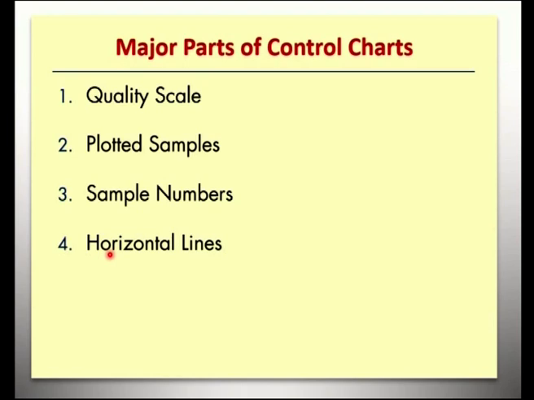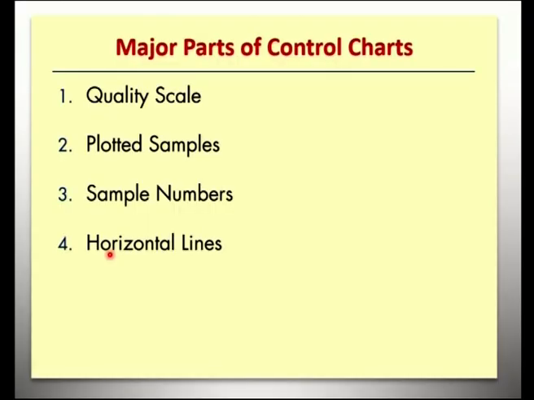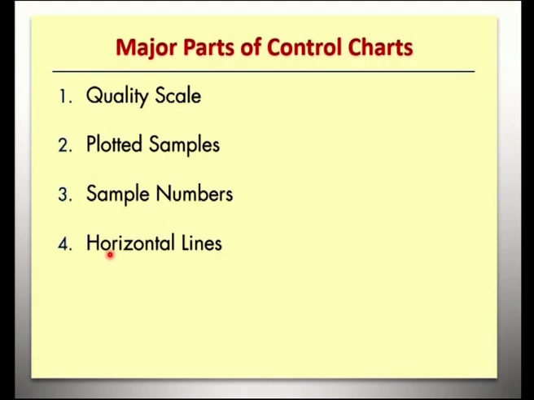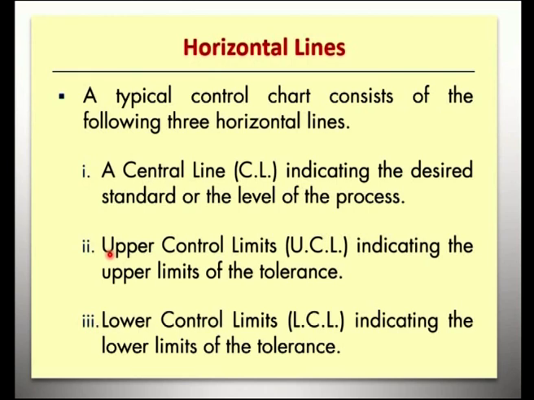Major parts of control charts. We have already discussed the major parts of control charts as the quality scale, which is a vertical scale, the plotted samples in the graph sheet, and sample numbers which will be written against the x axis, and then horizontal lines. This horizontal line is very important because it specifies whether the data is under control, out of control, or below the standard. A typical control chart consists of 3 horizontal lines.